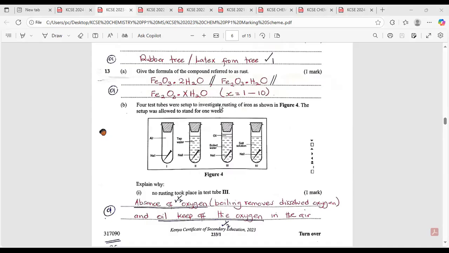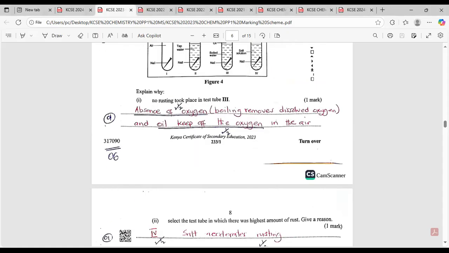Now the question is this. This is a question that was tested. Explain why no rusting took place in Roman 3. So the question is testing on the conditions necessary for rusting. And the answer should be absence of oxygen, because boiling removed dissolved oxygen. And we know that oil keeps off oxygen from entering. So that's why there was no rusting in Roman 3.